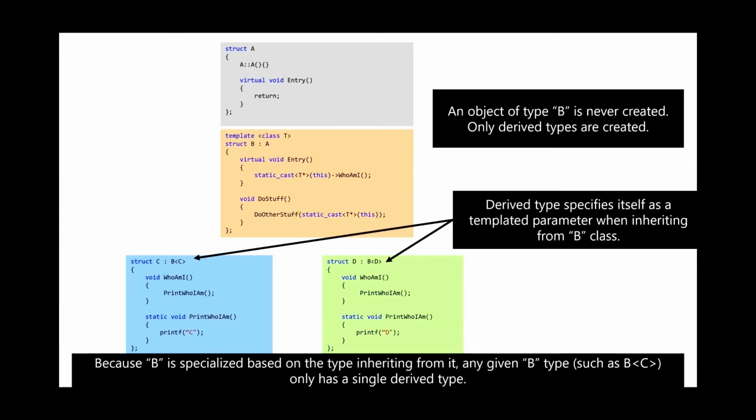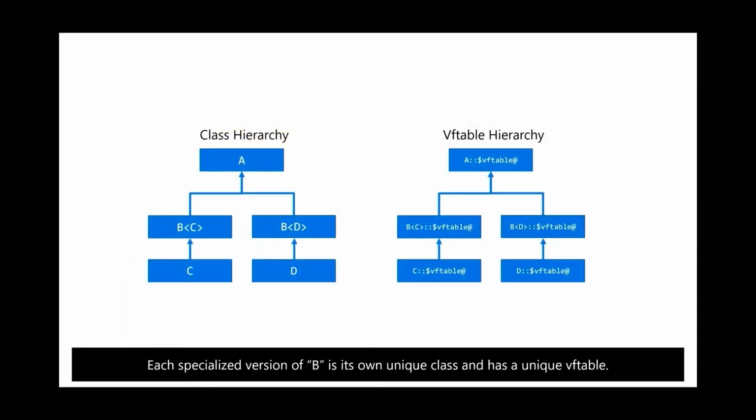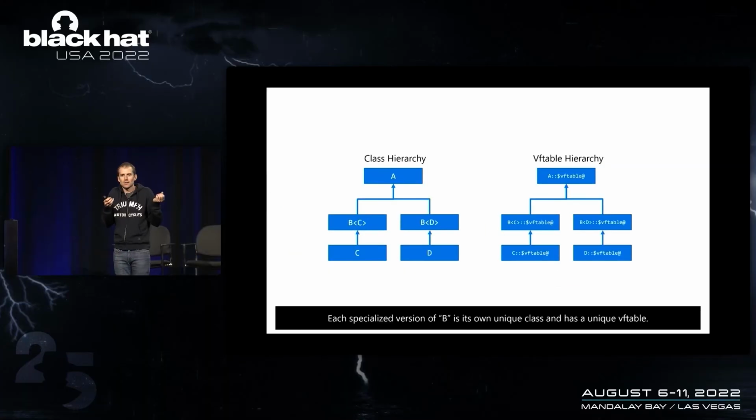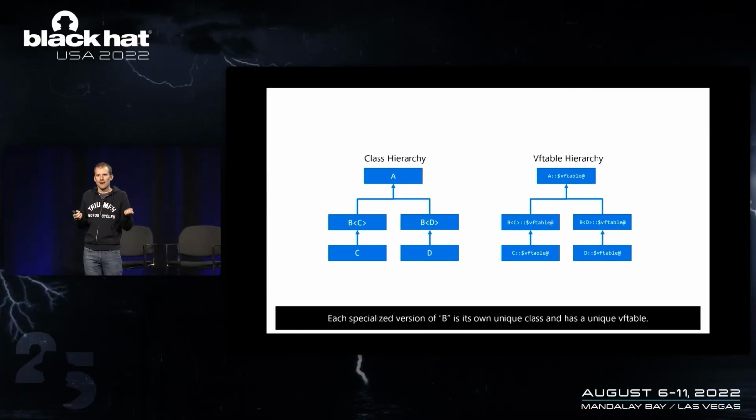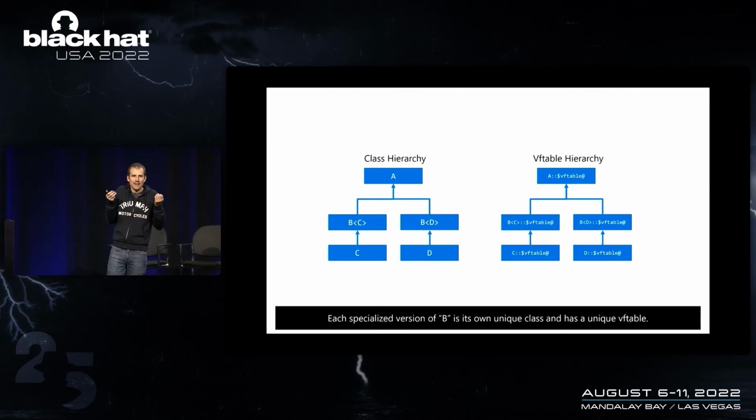And what class B ends up doing is it will do things like static cast to that type it was passed, which ends up being a static downcast. It will static downcast to the thing that derived from it. Important thing to realize with this programming pattern is that if you look at the class diagram in source code, it looks like there's only one class B. But if you look at it from the compiler's perspective, each of those specialized versions of B is actually a unique class, and it has a unique vtable.